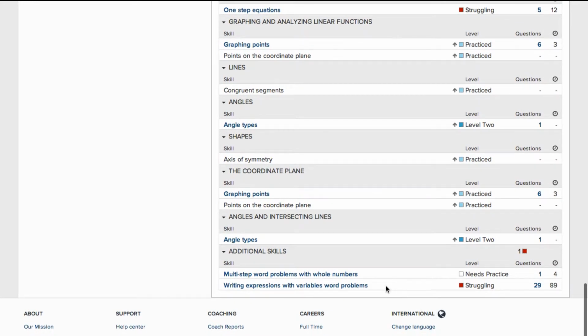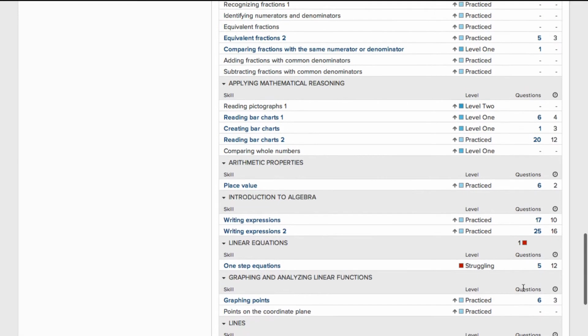And I can see that she was struggling with writing expressions with variables and word problems. And the cool thing here is I can actually see over here, she spent 89 minutes looking at this, and she tried to answer 29 different questions. So you can see how many questions your students answered and how much time they spent looking at each specific skill. So it breaks it down really far.